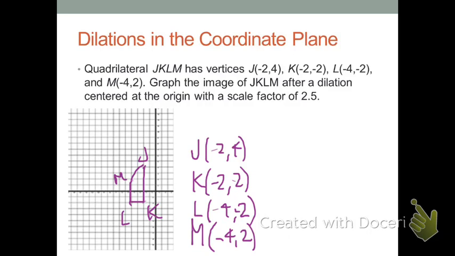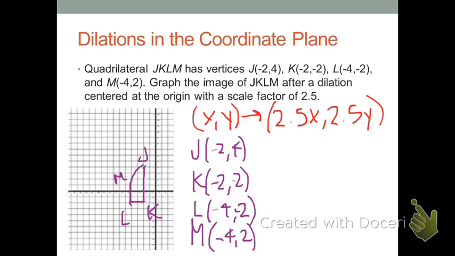Now, it tells us that it's going to be centered at the origin with a scale factor of 2.5. So if we look at 2.5, that's greater than 1, so we know already this is going to be an enlargement. But we can write our rule. XY maps onto 2.5 x, 2.5 y.